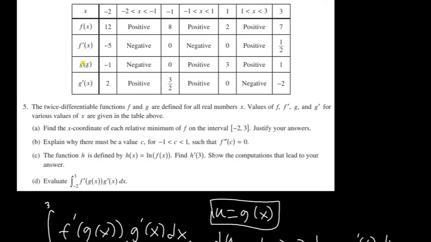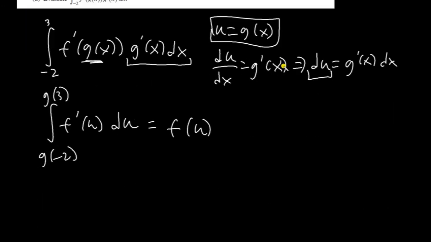And then now we can look at what g of -2 and g of 3 are. Indeed, here if we go to -2 and we go to g of x, g of -2 is -1, and then g of 3 is 1. So instead of going from -2 to 3, we'll be going from -1 to 1. So now if we plug in our numbers, we'll have f of 1 minus f of -1. So how do we figure this out?